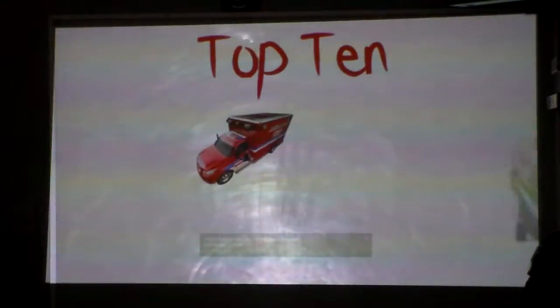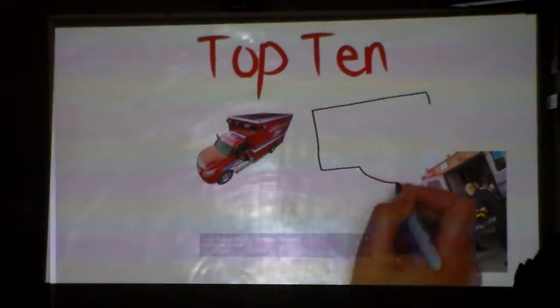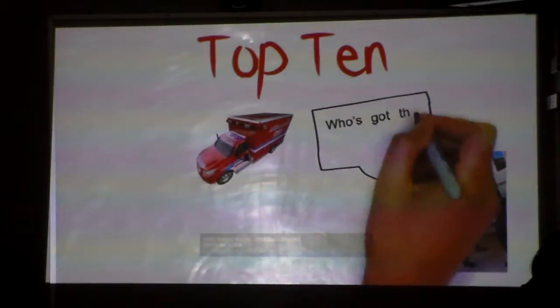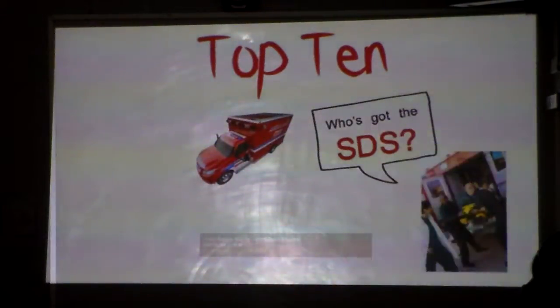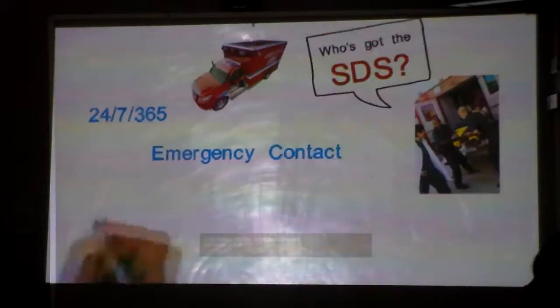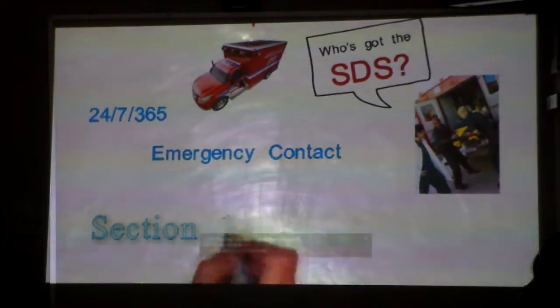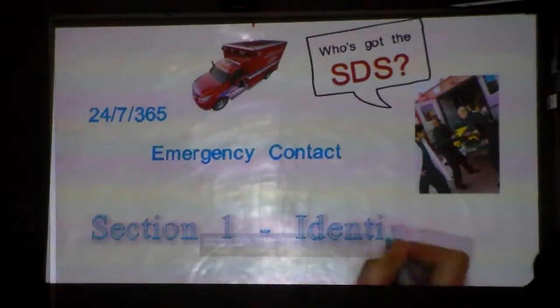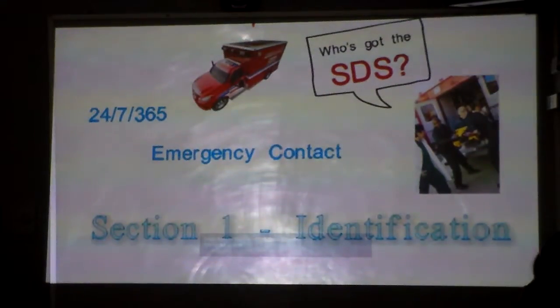What is the emergency phone number? If someone is injured, hurt, falls ill, or poisoned by a chemical product, who would we call to get more information? You can be sure emergency medical personnel, especially physicians and nurses, will want to see the safety data sheet. The manufacturer or distributor's name, address, and phone number is required to be right up front in Section 1, along with 24/7 emergency phone numbers.